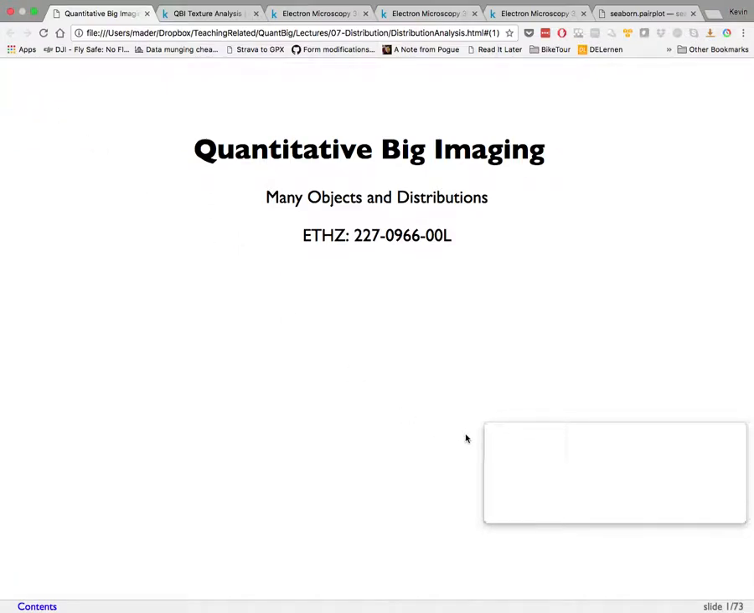in quantitative big imaging. And so this lecture will actually combine some of the things that didn't fit into the other lectures, so this sort of texture analysis, but we'll have that at the end. And so for now, what we'll start off with is this many objects and distributions.